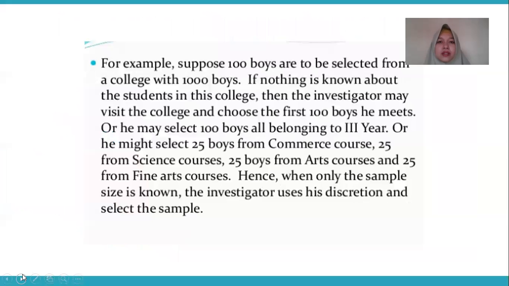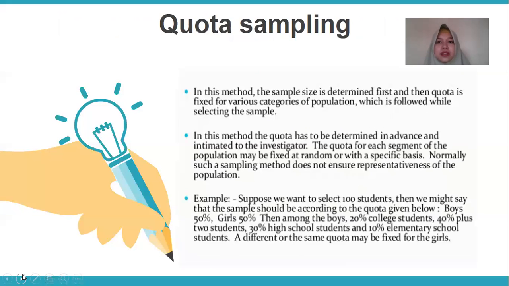Okay. Next, quota sampling. In this method, the sample size is determined first and then a quota is fixed for various categories of the population, which is followed while selecting the sample. In quota sampling, the quota is determined in advance and intimated to the investigator. The quota for each segment of the population may be fixed at random or on a specific basis. Normally, such a sampling method doesn't ensure representativeness of the population.